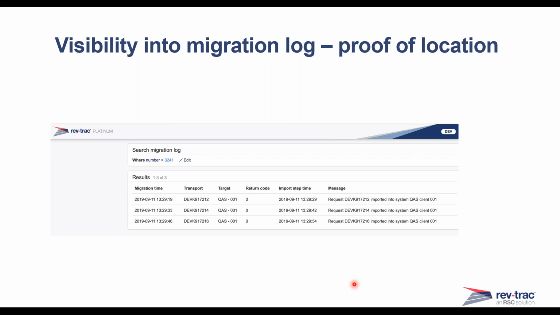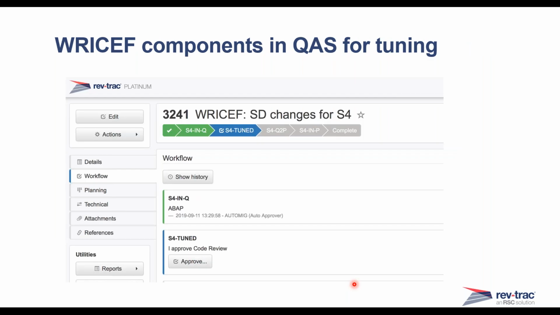Now, within these transports, for example, you can have 1 or many objects. Some customers choose to have a significant granularity, so they might have a number of different transports created for a number of different objects. Others, of course, will package possibly all the RICEF objects into the 1 transport. So that's entirely up to you and how you do that. Whichever way you choose to do that, Rev-Trac will manage that effectively for you as you move through. So now our RICEF components are in our QA system, and they're ready for testing.